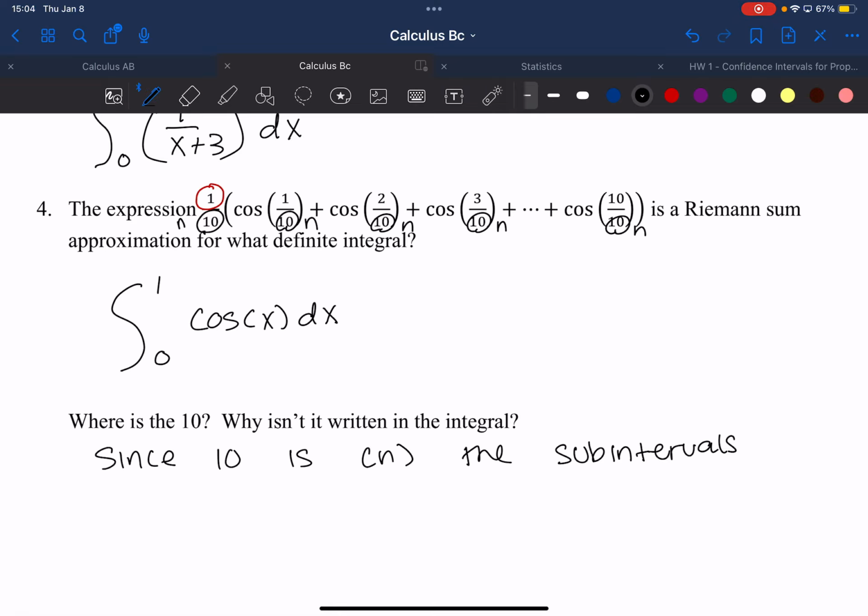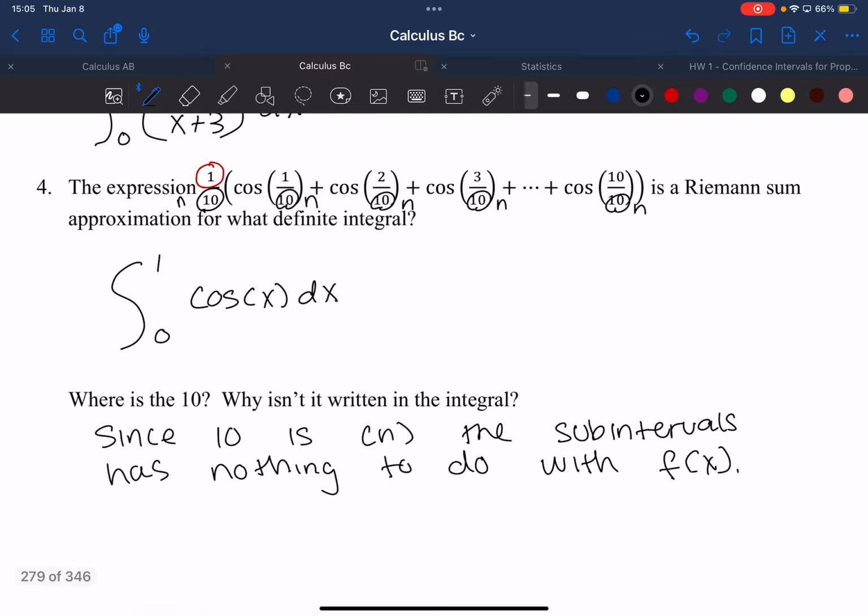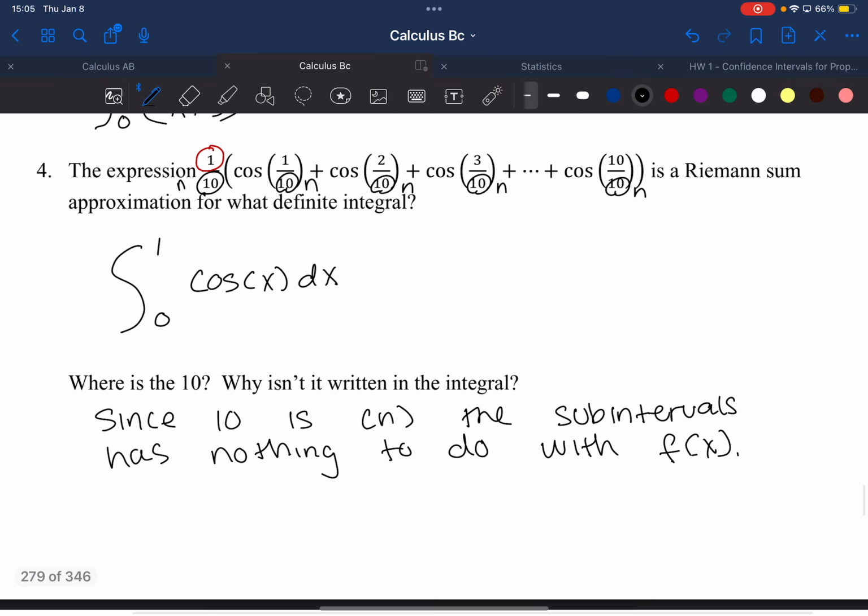does that have anything to do with f of x, the function? No. So it has nothing to do with f of x. That's the reason why it's not in the integral, because it has nothing to do with cosine, our function. It's not saying that this is 10 cosine of x or 1/10 cosine of x. This is just how many rectangles we're going to draw from the interval of 0 to 1 under cosine to approximate that area. That's just the number of rectangles.